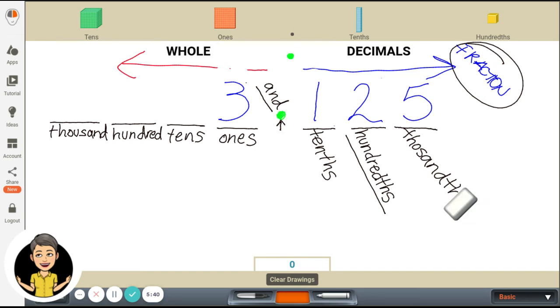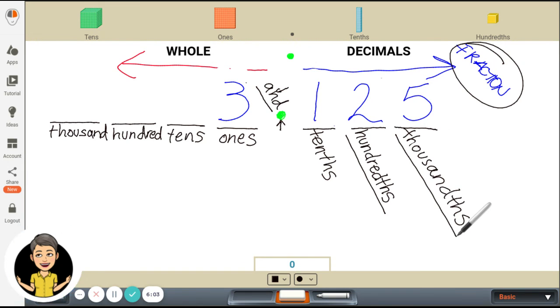Give me 1 second. This is not well spelled. It's thousandths. Okay, so whenever we're reading this number it is 3 and 125 thousandths. Okay, this is the way you read decimal numbers, and this is the way you understand place value when you're working with whole numbers and decimals.